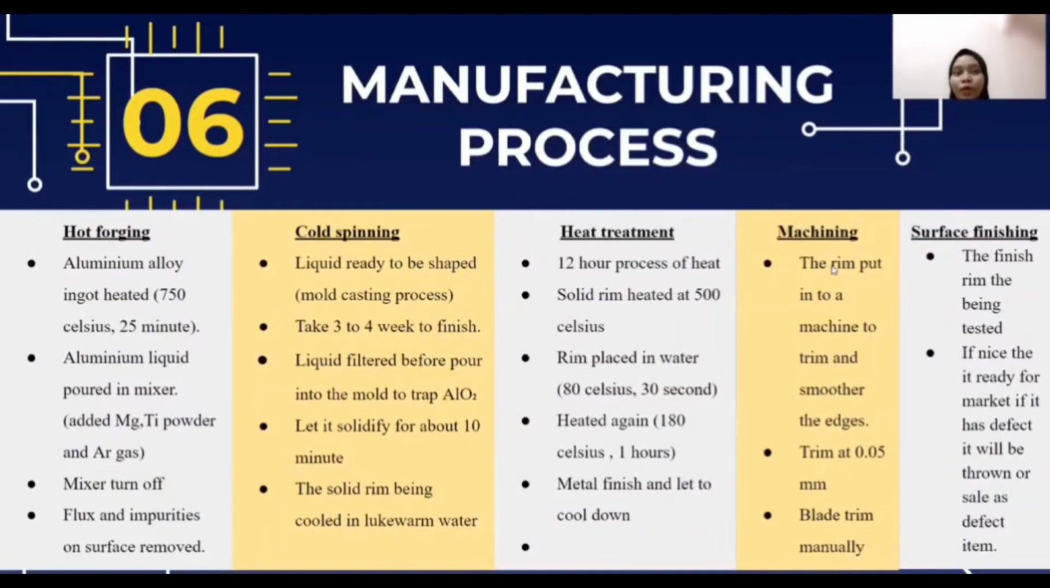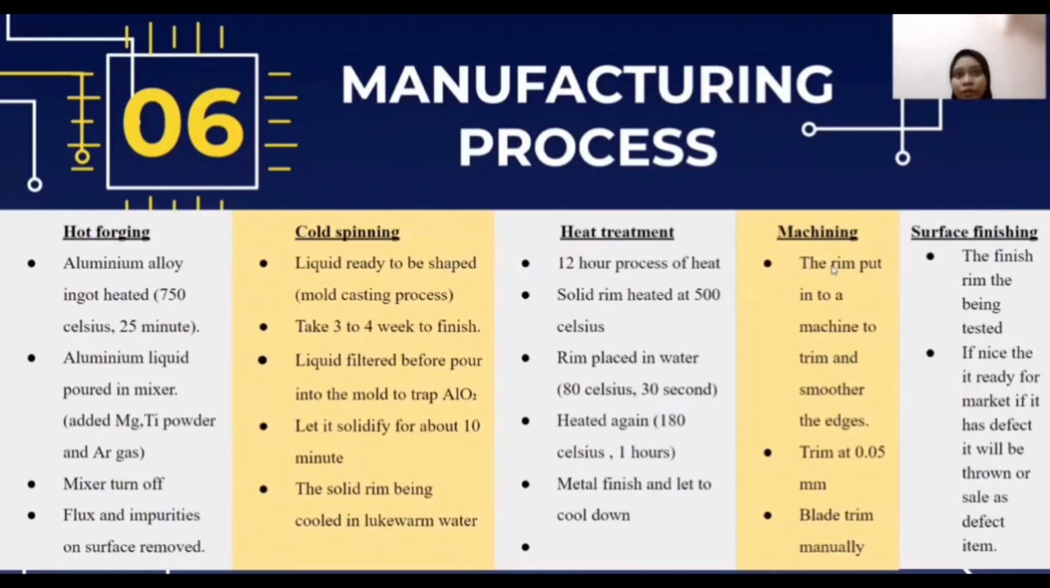After the hot forging process is finished, it will be moved to the cold spinning process. In this process, the liquid will be ready to be shaped using the mold casting process. This rim usually takes about 3 to 5 weeks to finish. Firstly, the liquid will be filtered again before being poured into the mold in order to trap the aluminium oxide again. Then the liquid in the mold will be solidified for about 10 minutes until it becomes a solid rim. Then the rim will be cooled in lukewarm water.